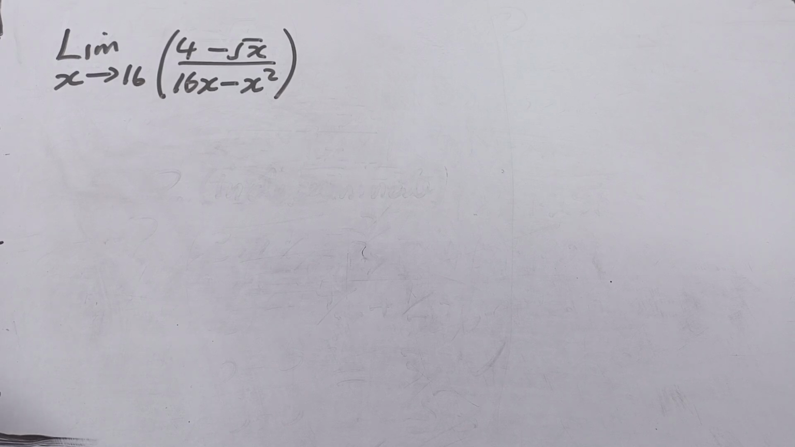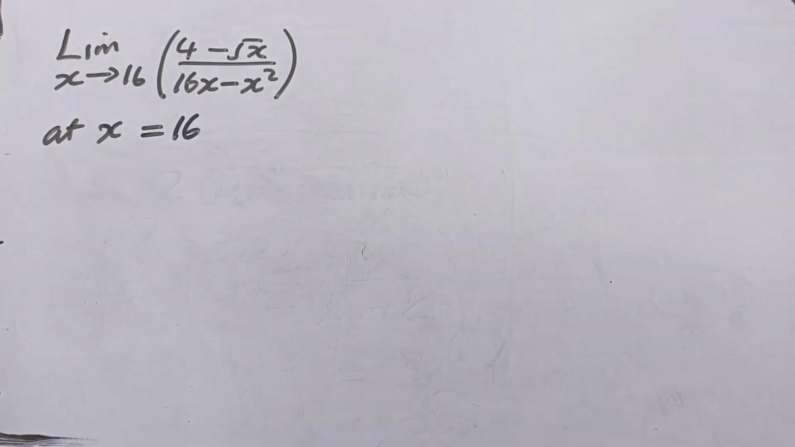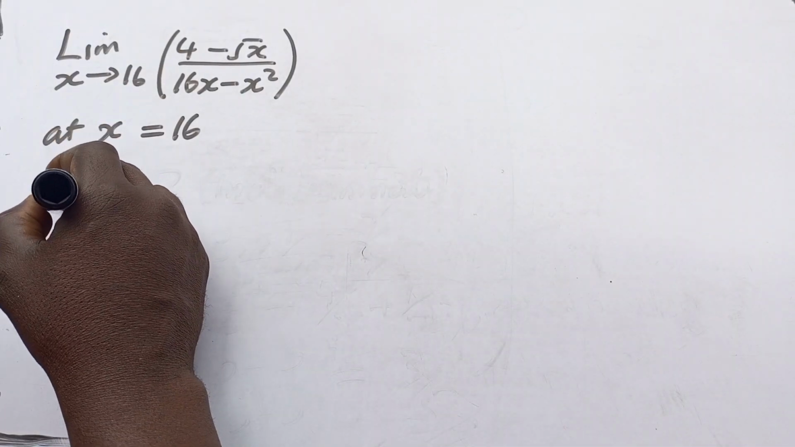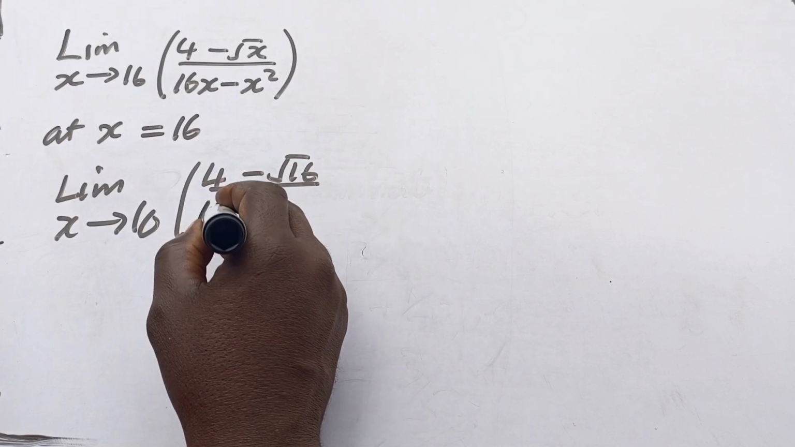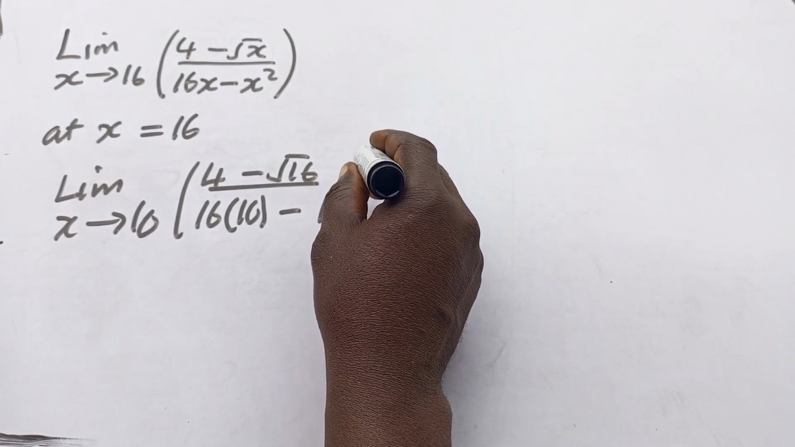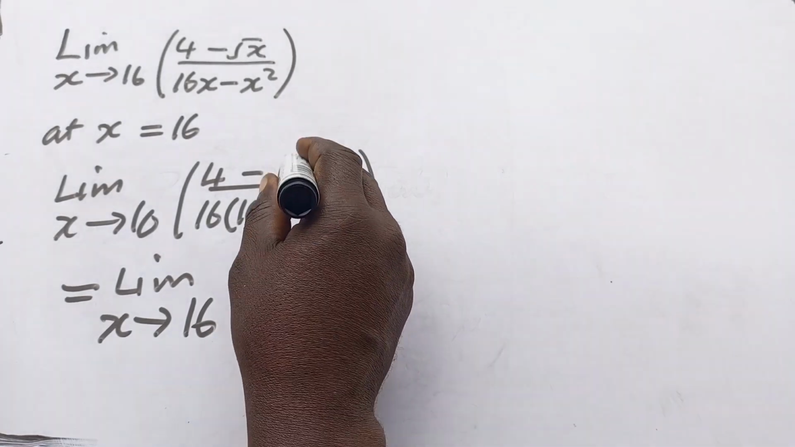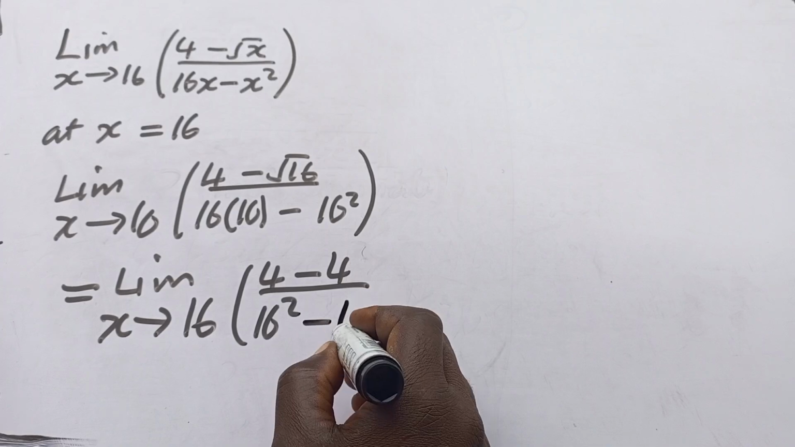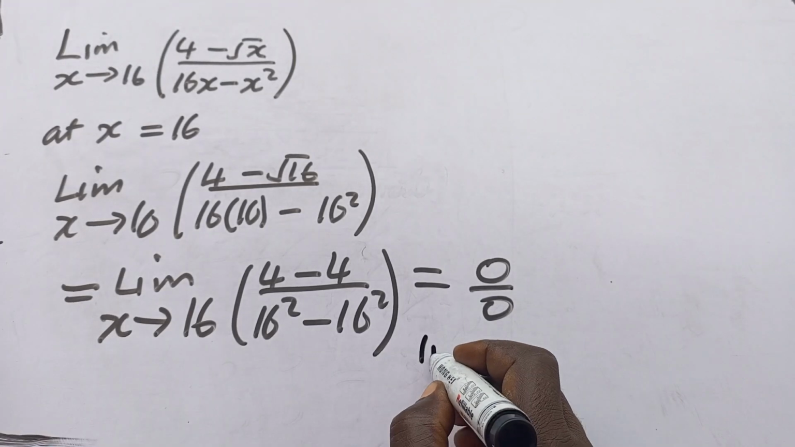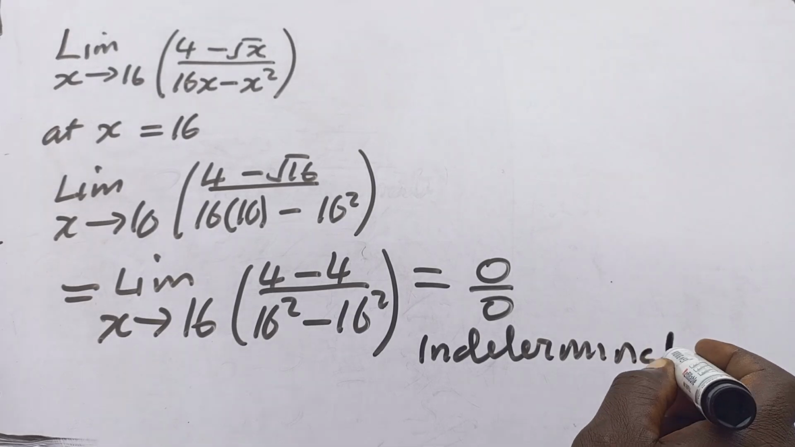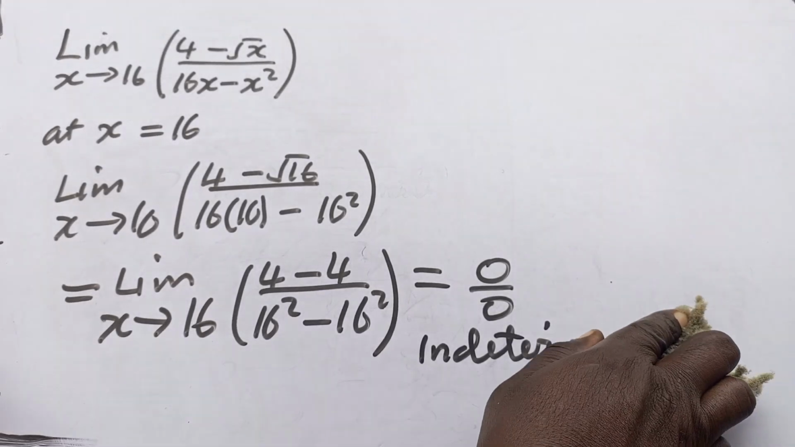So let us first check to see if we can just go ahead and apply the quotient limit theorem. With the quotient limit theorem, it demands that we check the limit at the limit point. Let us see. When we put x equals 16 there, what do we get? We have limit as x approaches 16 of 4 minus root 16 all over 16 times 16 minus 16 squared. This gives us 4 minus root 16, which is 4, all over 16 squared minus 16 squared. Now this finally gives us 0 over 0, and 0 over 0 is indeterminate. So we don't have any conclusion to make at this point. With the quotient limit theorem, we get nowhere. We can't get any value for this limit.